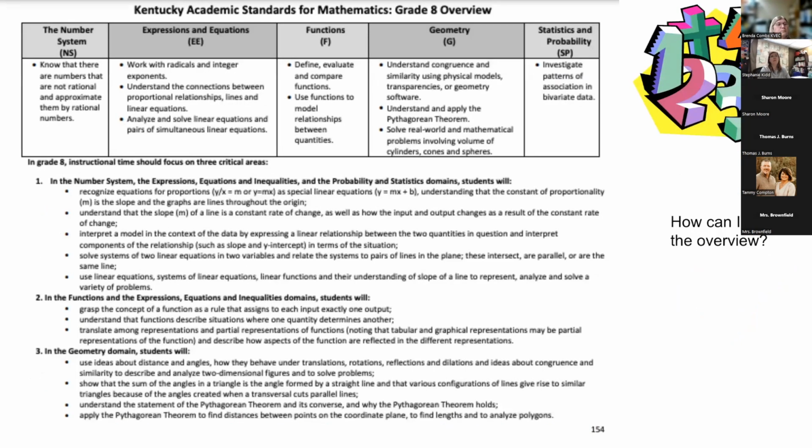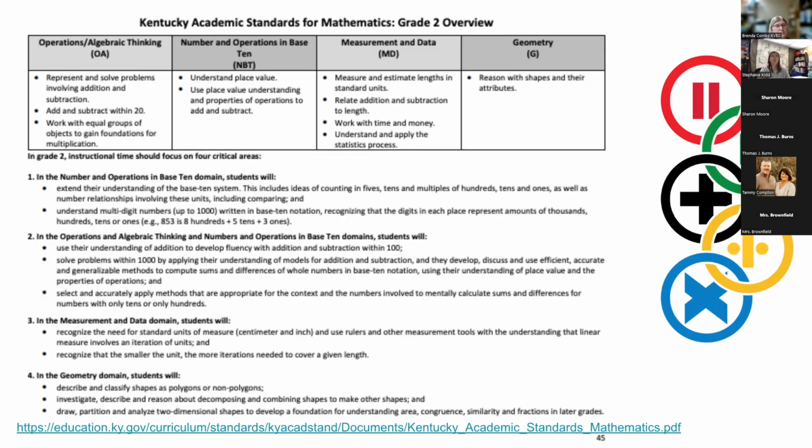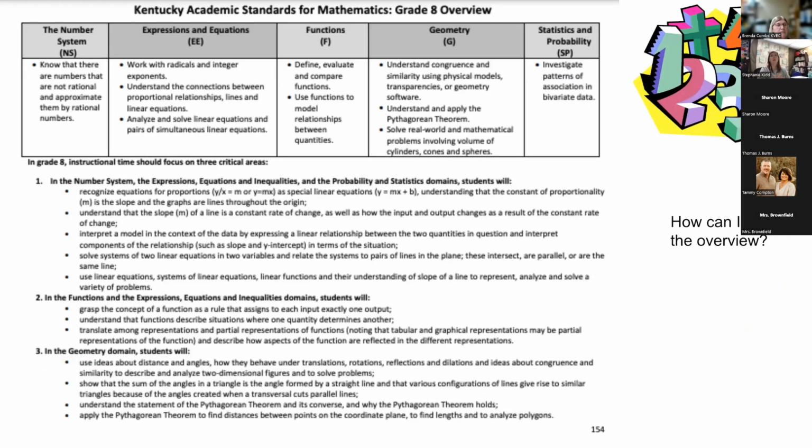Now, this is an 8th grade one. If you notice between the two, we went from kindergarten through 2nd grade, where we had 4, to 8th grade, where we now have 5, but things change. There's no operations. We just had the number system, right? And now we have expressions and equations, because in 8th grade, we start really looking at that algebraic part of this. We have functions, and then we have geometry, and we've added statistics and probability. So these are the things that we'll be working on.